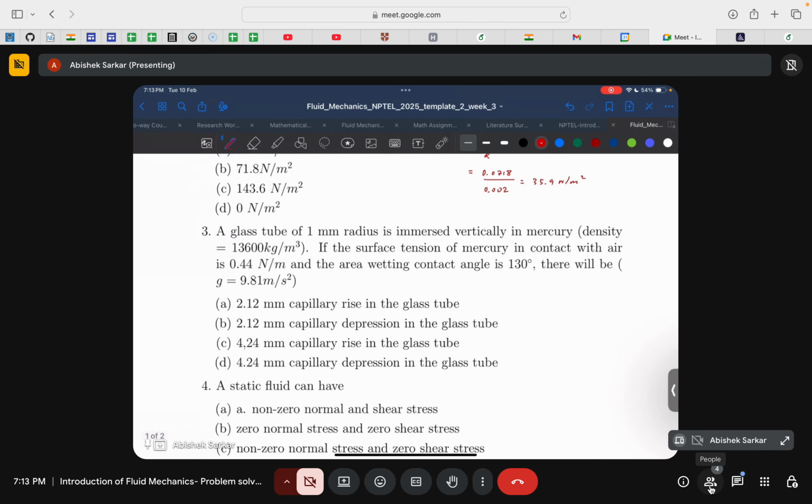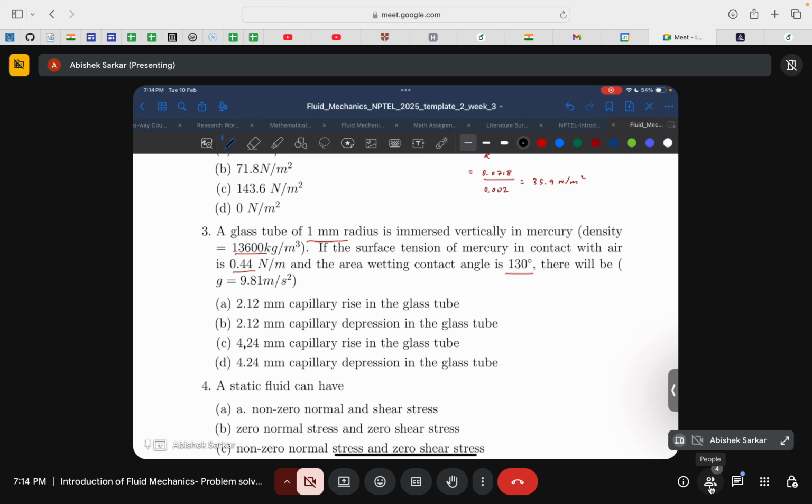The next question is, again, a very simple application of the concept that we have discussed. A glass tube of 1 millimeter radius is immersed vertically in mercury. The density is given. The surface tension of mercury in contact with air is 0.44 Newton per meter, and the angle of wetting contact is 130 degrees. There will be: 2.12 millimeter capillary rise in the glass tube, 2.12 millimeter capillary depression, 4.24 millimeter capillary rise, or 4.24 millimeter capillary depression in a glass tube.